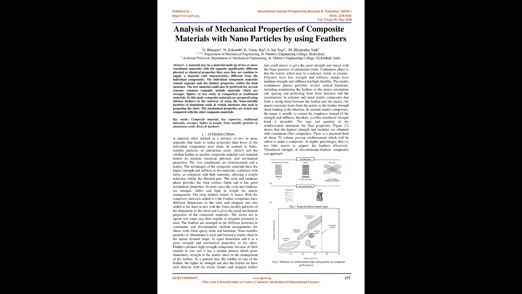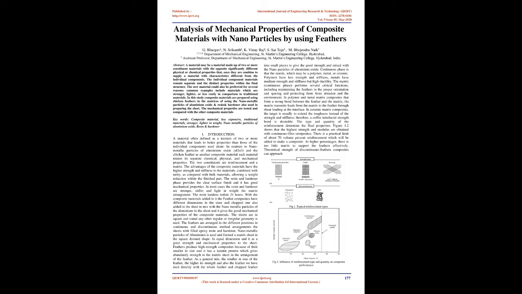The feathers are arranged in different positions, in continuous and discontinuous arrangements. The sheets are filled with epoxy resin and hardener, and nanometallic particles of aluminium are used to form a matrix sheet in square and round shapes, in equal dimensions, and it has good strength and mechanical properties. Feathers produce high-strength composites because of their small size, and they have keratin protein, which gives abundant strength to the matrix sheet. As a general rule, the smaller the feather, the higher its strength. We have used the whole feather directly and chopped feather in small pieces to give good strength, mixed with the nanoparticles of aluminium oxide.